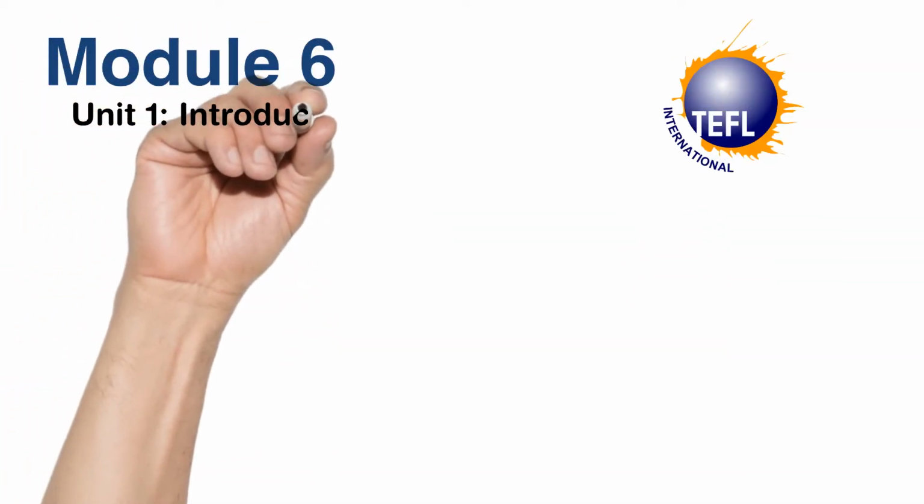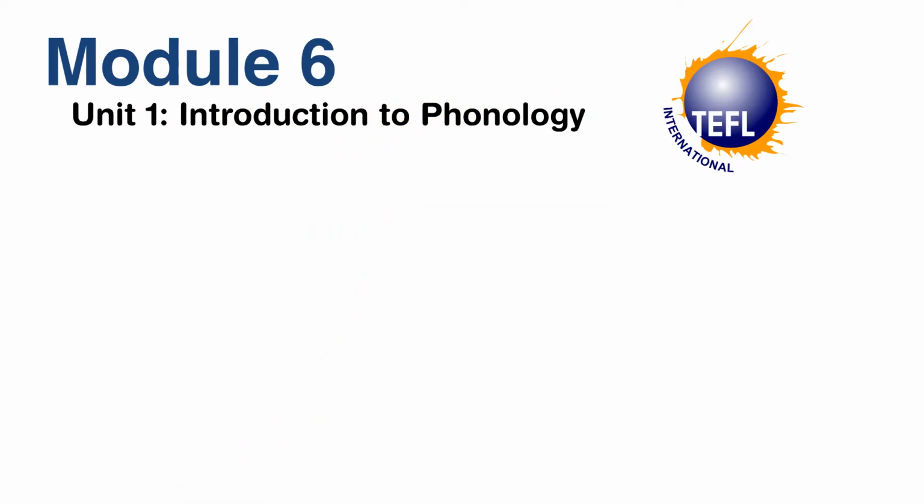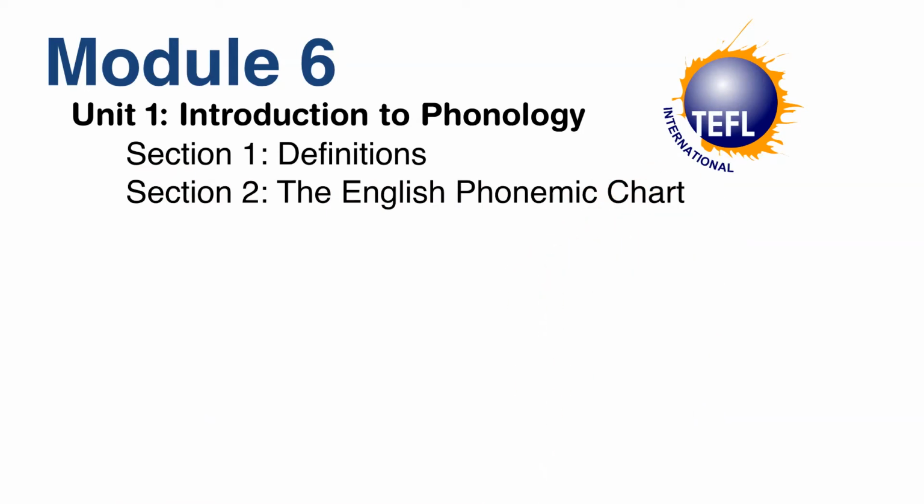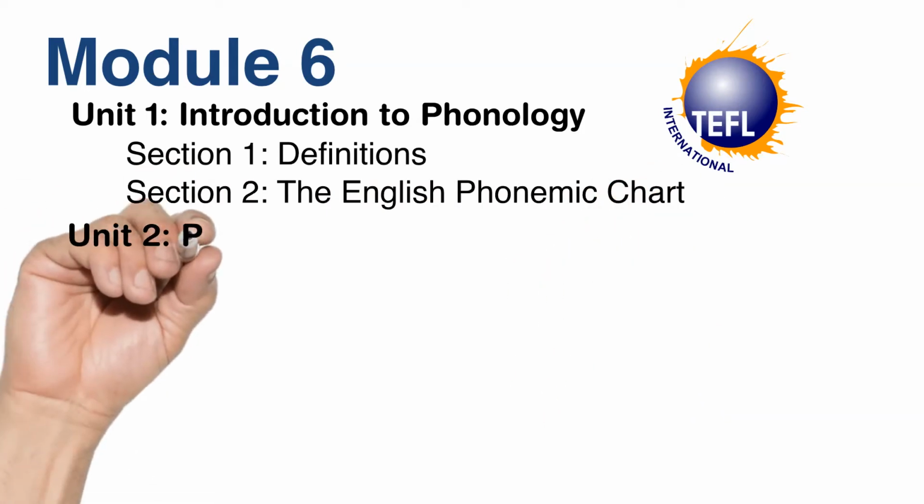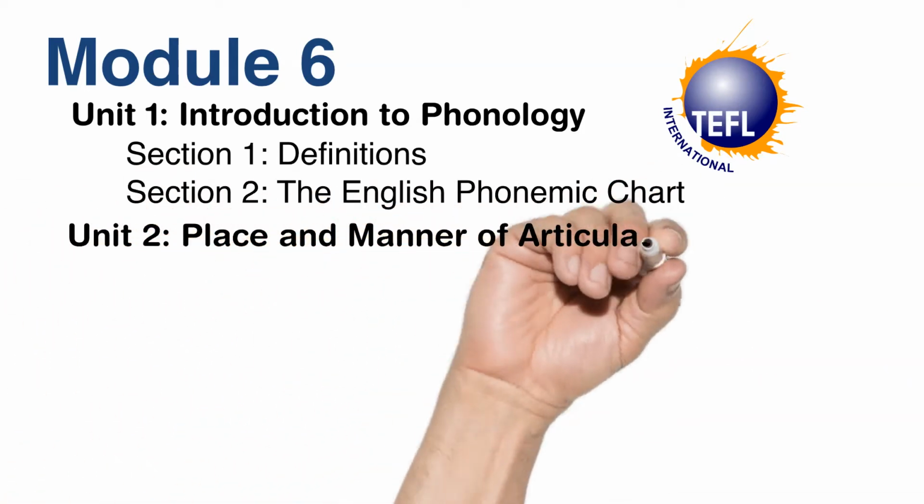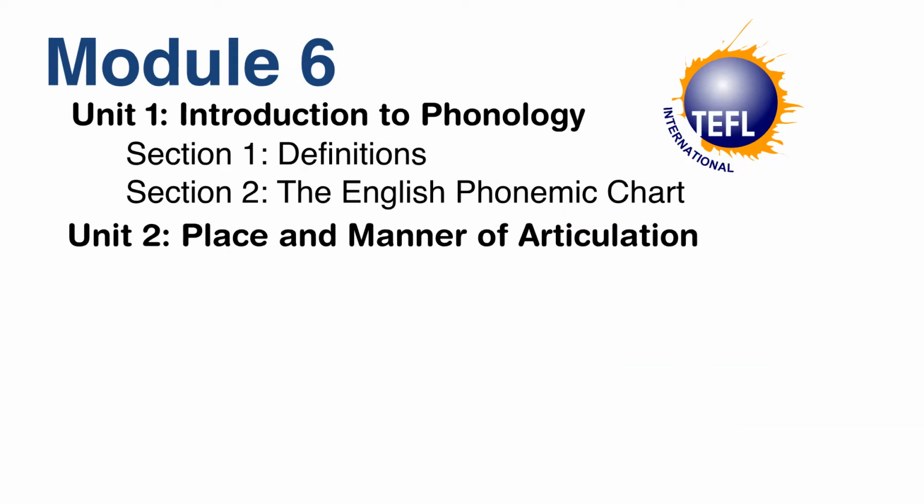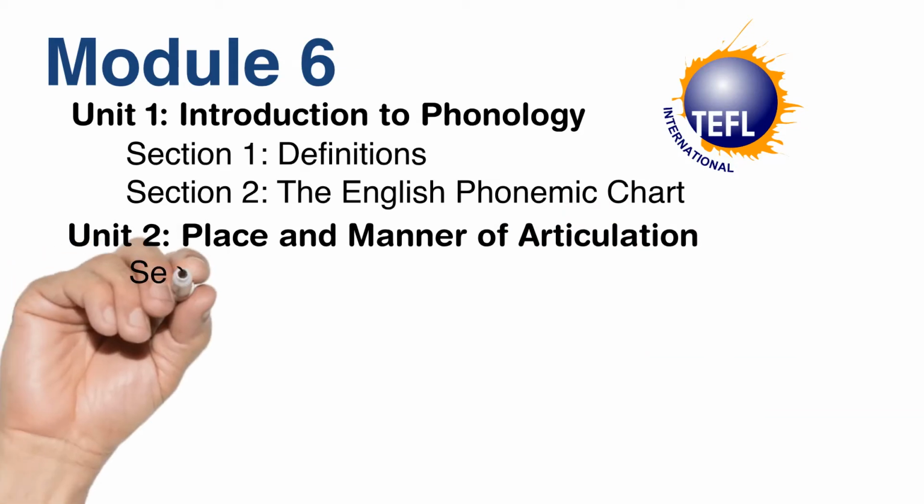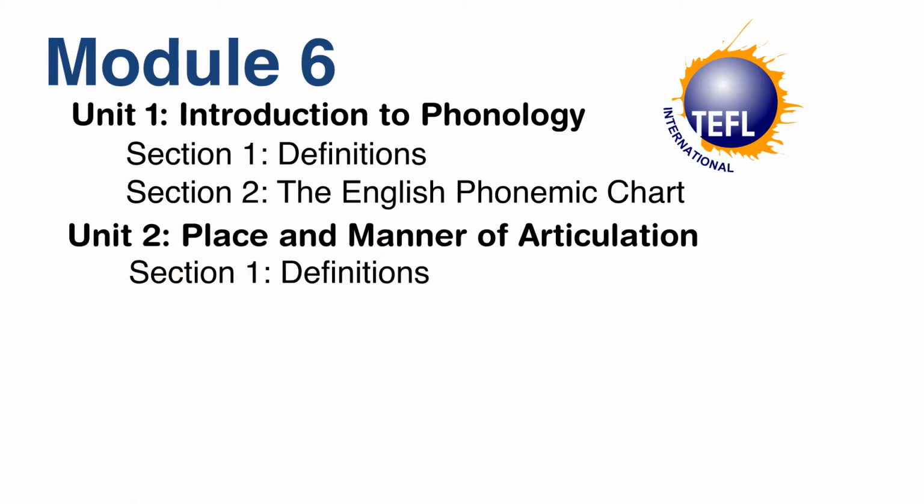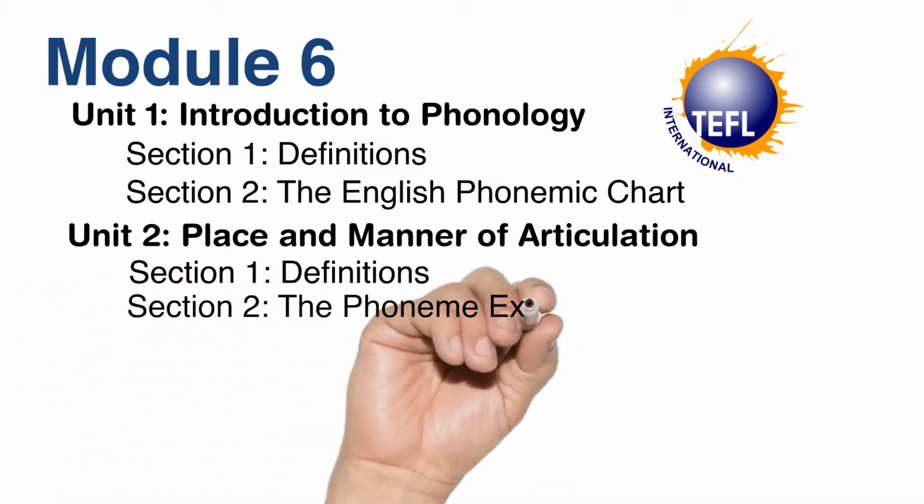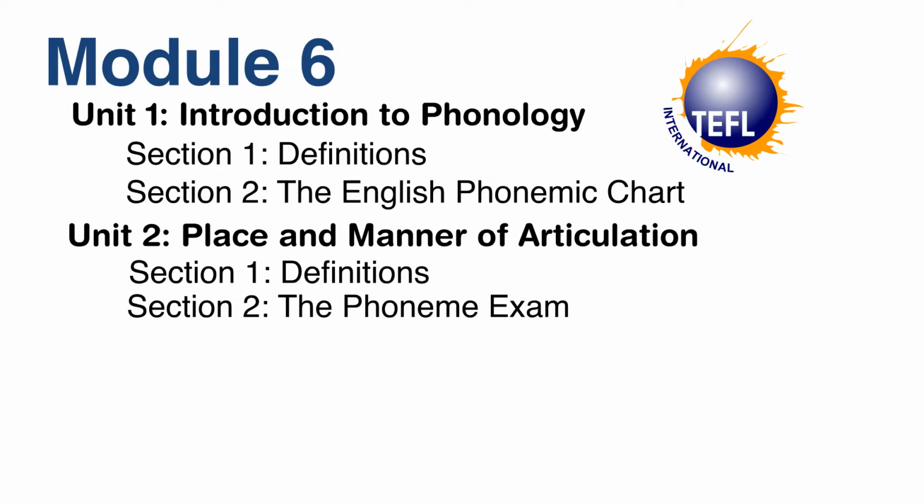Module 6, Unit 1, Introduction to Phonology, where we'll cover the definitions, and then in Section 2, we'll do the English phonemic chart. In Unit 2, we're going to discuss the place and manner of articulation of the phonemes or speech sounds. In Section 1, we'll be defining all the places and the manners, and in Section 2, we'll be labeling all of the phonemes as a different place and manner of articulation.